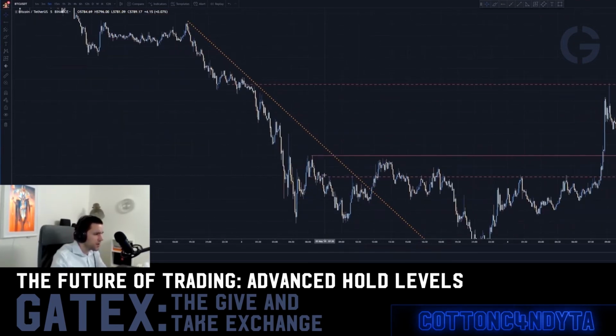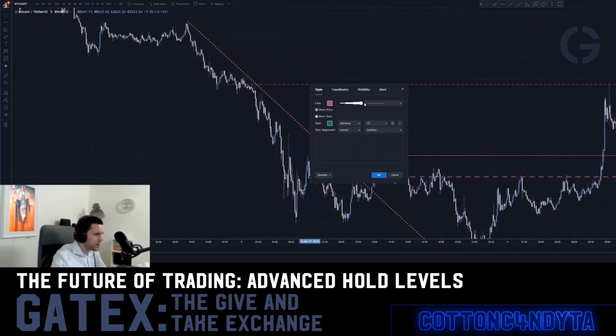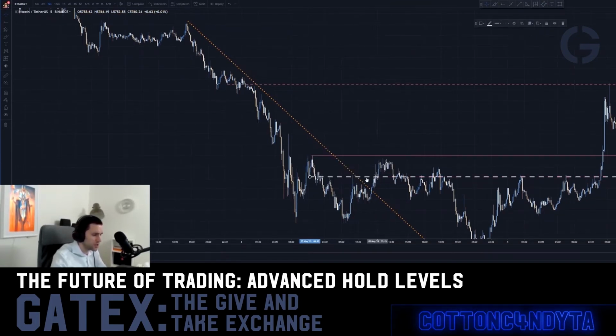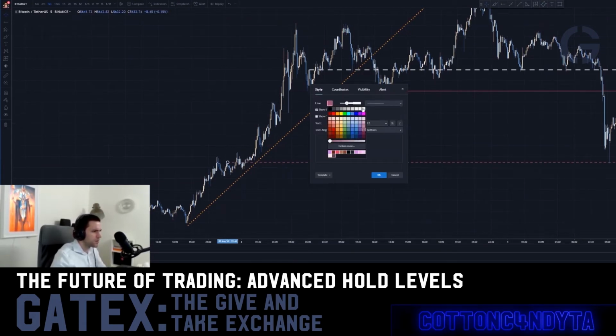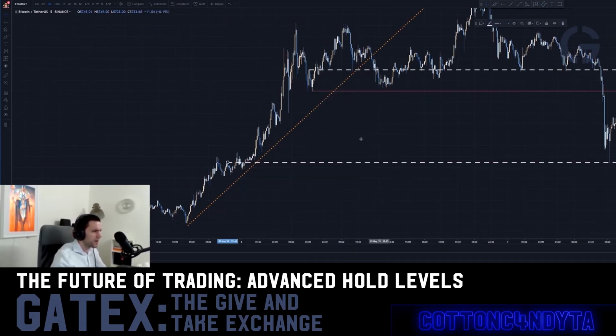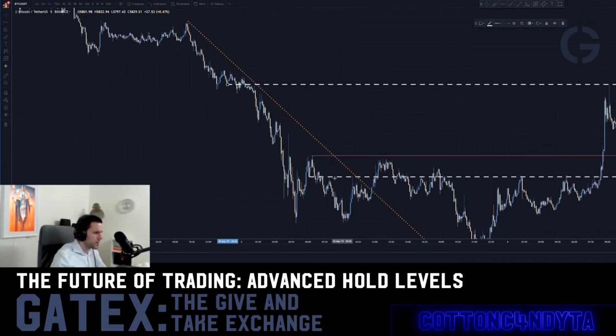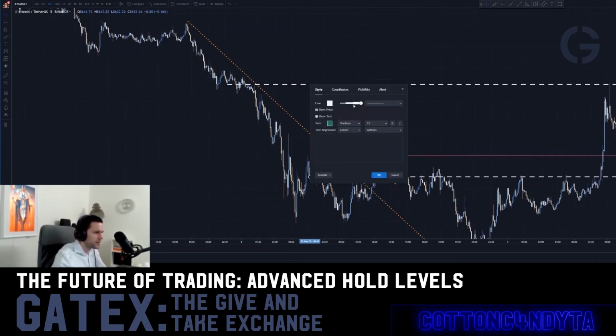Let's leave our original level here. This was the one that we marked, and we're going to color this a nice white. So this is the hold level in question, right? I think, boy, I've even gotten too far here. No, this is the hold level in question. Let's mark this as white. I kind of thought that looked a little funny, right? That's the level there.